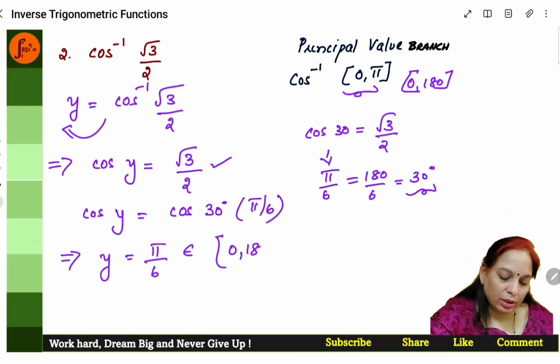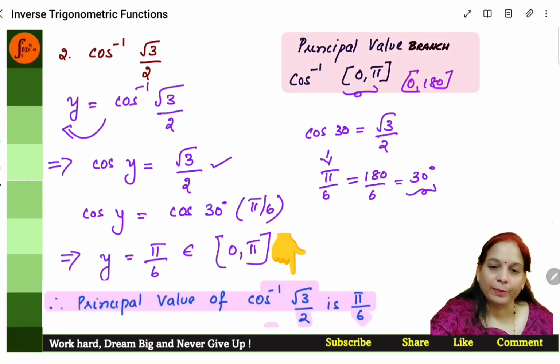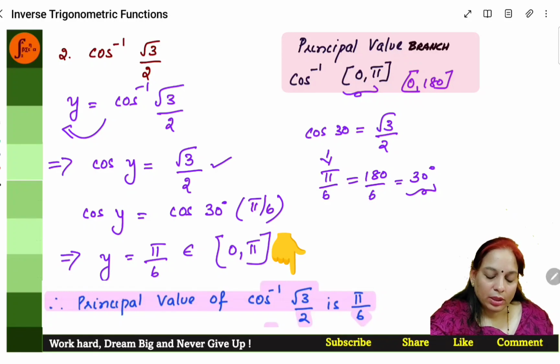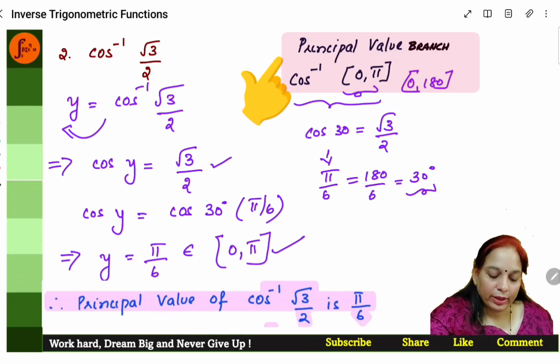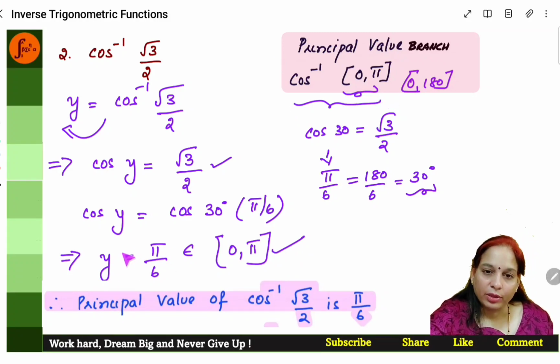It is important to write the statement that the principal value of cos inverse root 3 by 2 is pi by 6, and also it is important to write the principal value branch. So this is the principal value and this is the principal value branch.